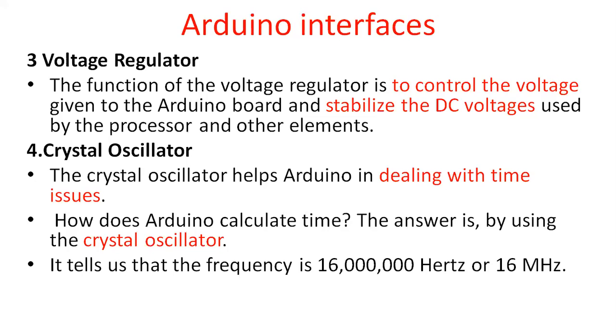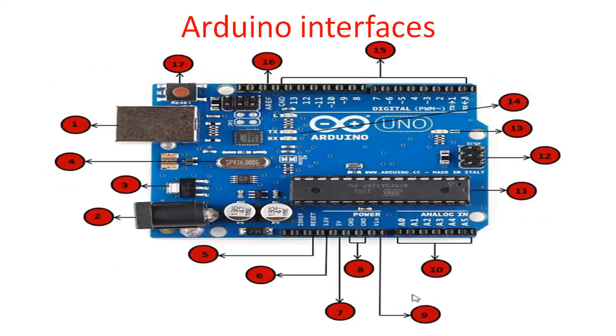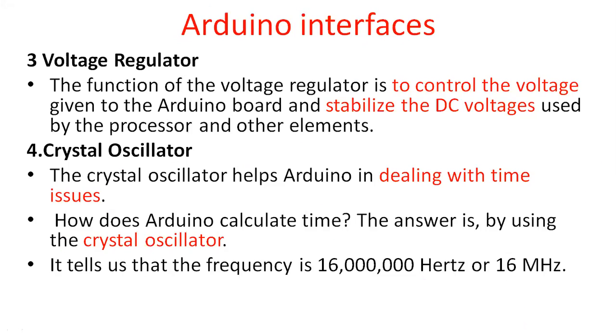And then the fourth one is the crystal oscillator. What is a crystal oscillator? See here, the fourth one indicates the crystal oscillator. What is the functionality of the crystal oscillator? The crystal oscillator helps the Arduino deal with time issues. How does the Arduino calculate the time? By using this oscillator. And then it tells us that the frequency is in a particular range.